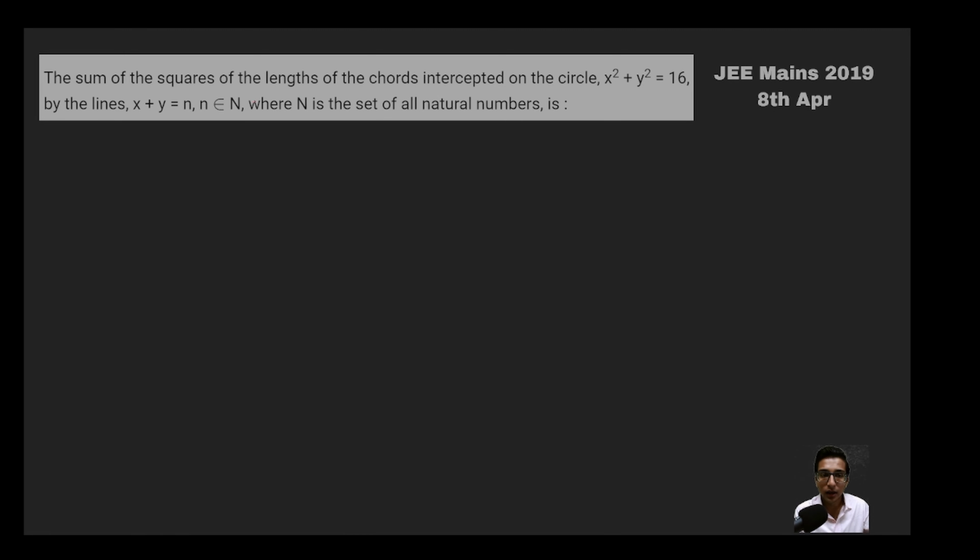So basically, as we change the values of n, of course, our equation of chords would change. That means our chords are changing, and as our chords are changing, the length of the chord would also change. So if the length of chords are changing, we have to find out the sum of all those squares.